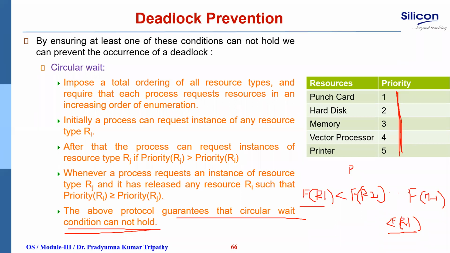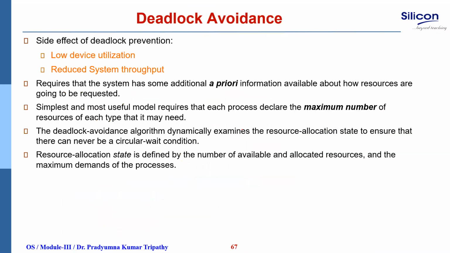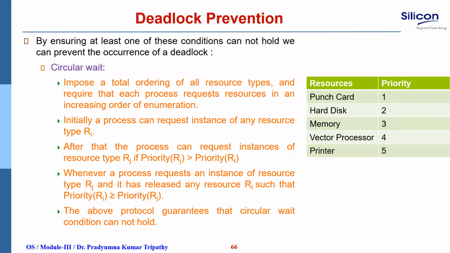Correct? So we have taken all the preventions so that any one of these four conditions should not occur. Any doubt on deadlock prevention? We have read about deadlock prevention, how to avoid all these four necessary conditions. Any doubt from these four?